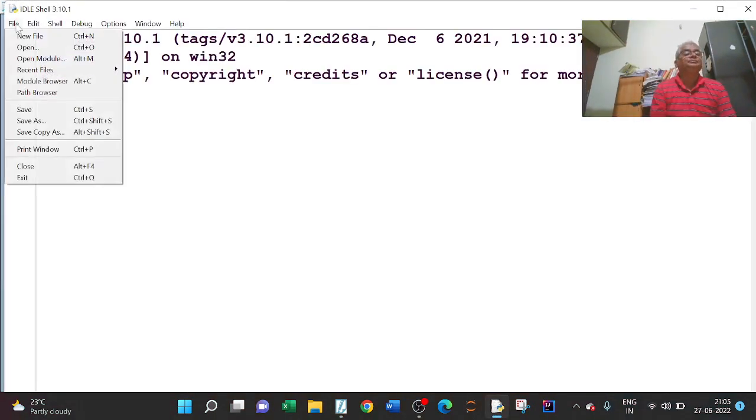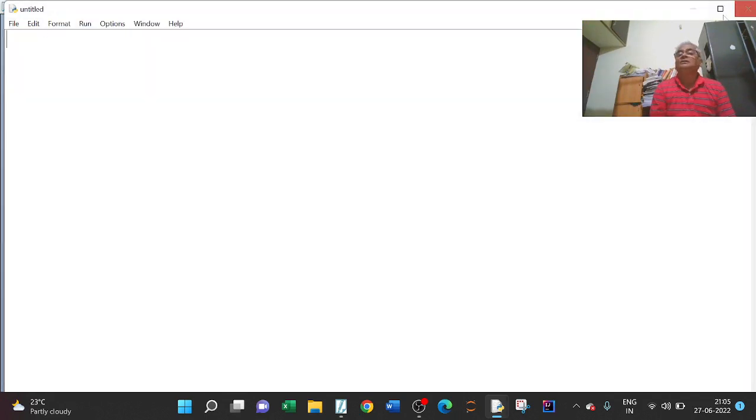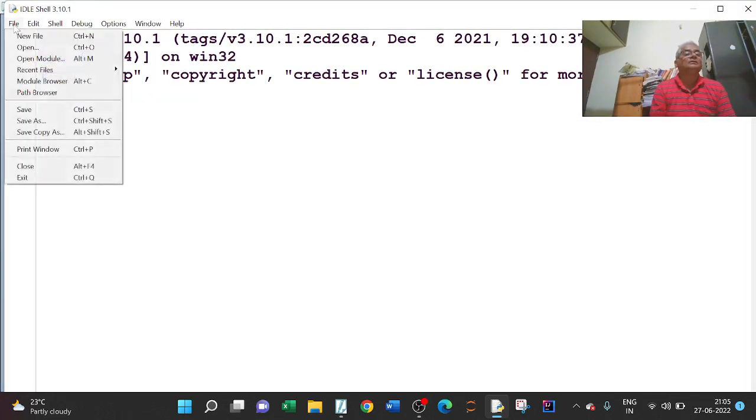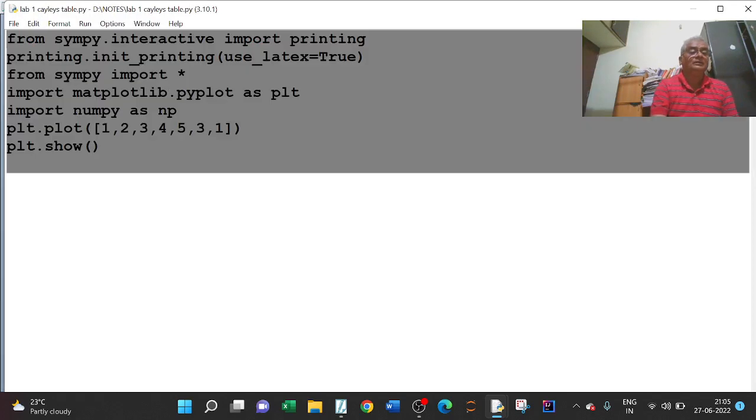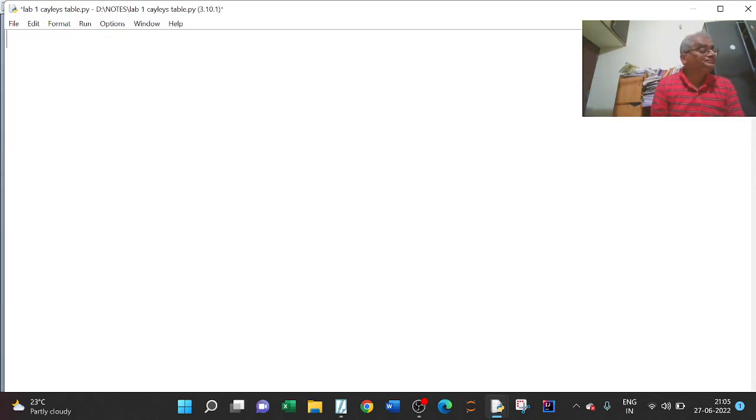Let me write the program. First, we can give any comment line, but I am not going to give a comment line here. Because we are using differentiation, we have to import SymPy. From SymPy import star. Okay, and then we have to use x and y as the symbols here.